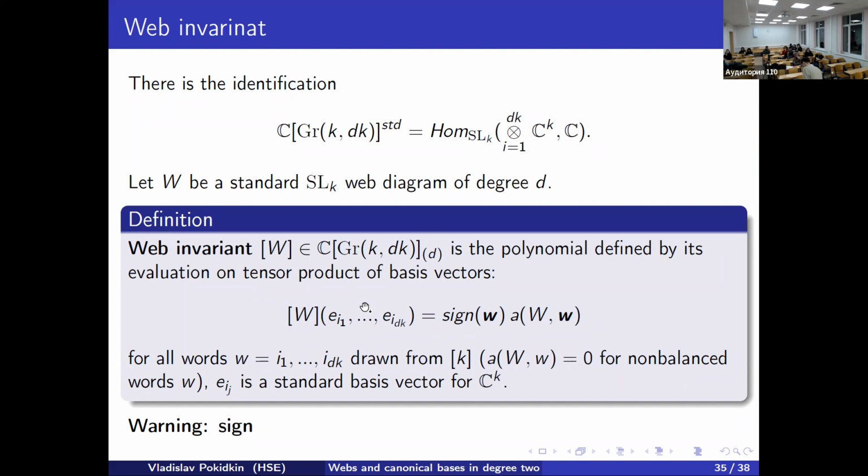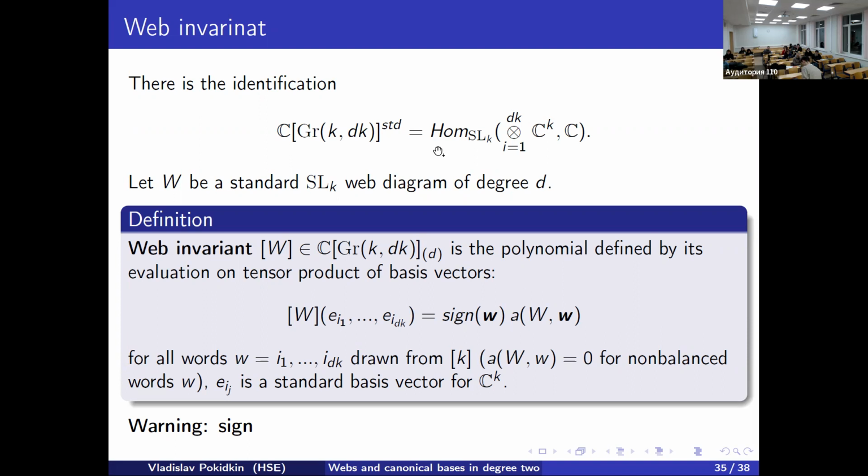Let e_i be an element of the standard basis, and if we evaluate this, it should be a polynomial of the degree of the Grassmannian. We should evaluate this polynomial on a point viewed from the standard basis. And if we take indices, give it a word, we should get such a number. We have problems with sign in general.